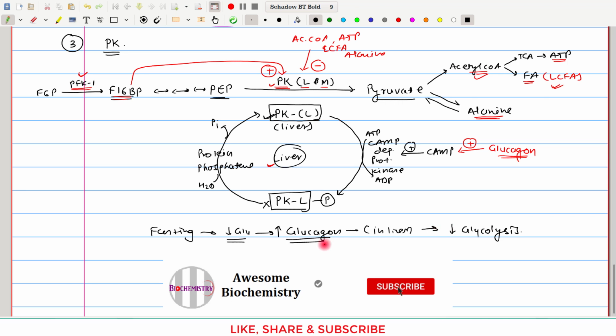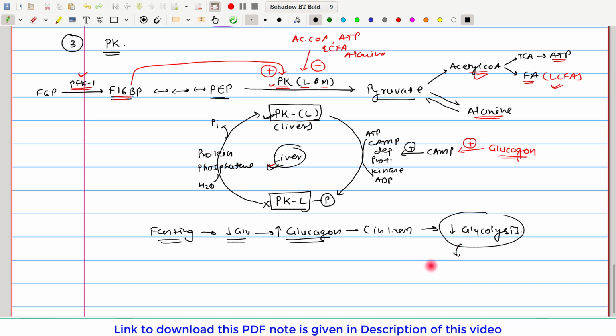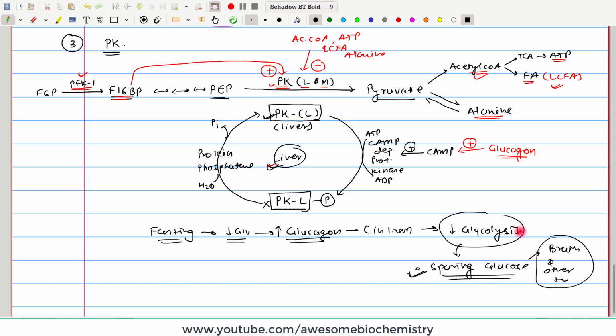So what happens in fasting, the liver cell stops utilizing glucose for glycolysis. So it is sparing glucose. Liver is sparing glucose. But for what purpose? This spared glucose can be transported to other essential organs like the brain and other tissues, so that these essential tissues do not feel that there is a low glucose concentration. So this completes our regulation of glycolysis.